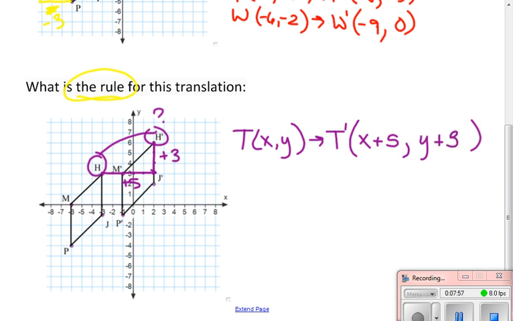Take a quick check. Does that hold for the other figures? If I go 1, 2, 3, 4, 5 right, 1, 2, 3 up, that's a plus 5 and a plus 3. That's the rule for this transformation.